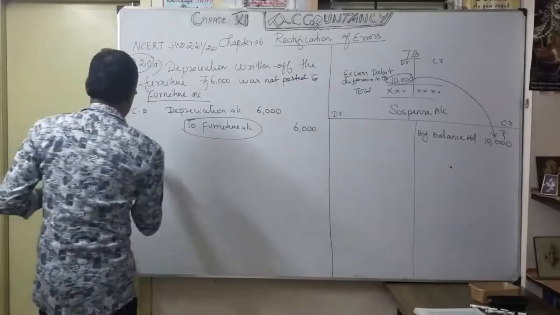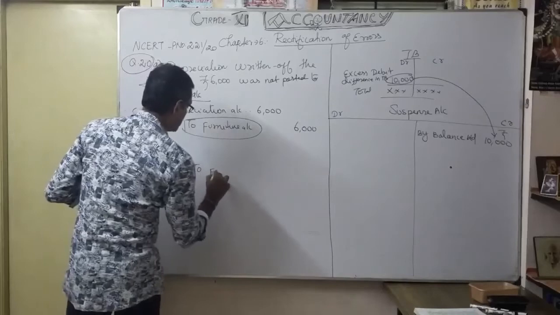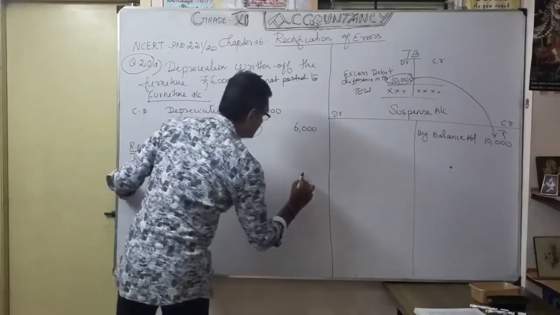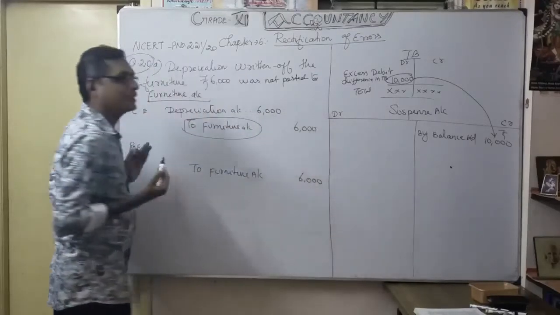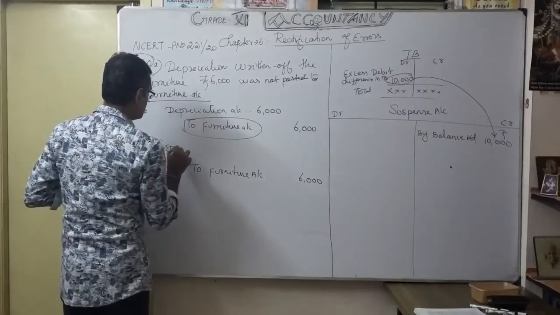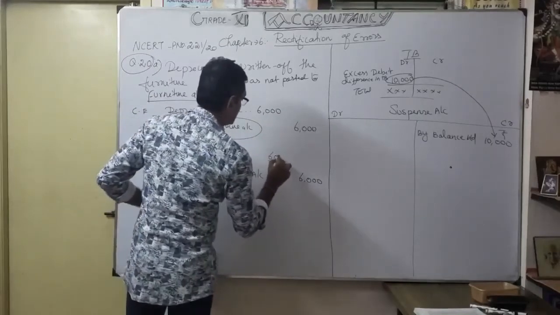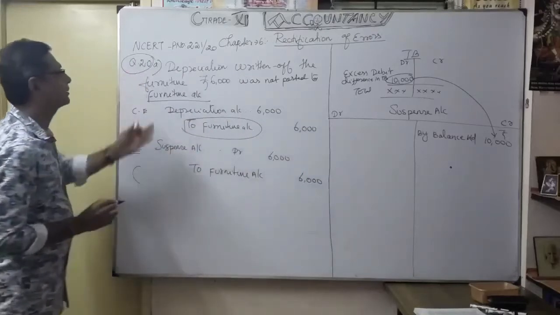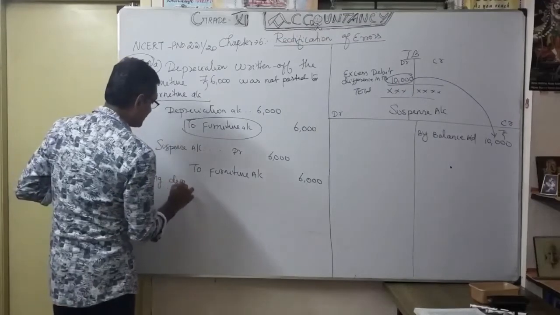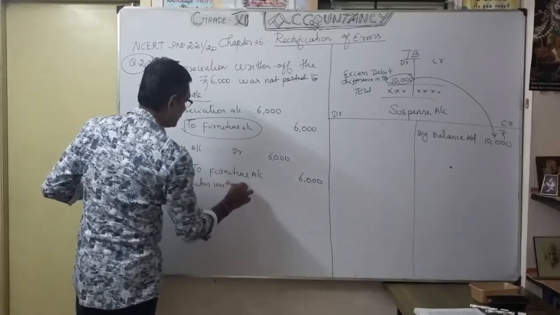So what is the rectification entry? Anyway, they said not posted. Now you are going to post to the furniture account. Furniture account, how much? 6,000. So on our debit side, that is the one-sided error, the debit side, we are going to keep the suspense account. Suspense account debit, how much? 6,000. So what is the narration? We are going to write in the same manner: asset being depreciation written off.